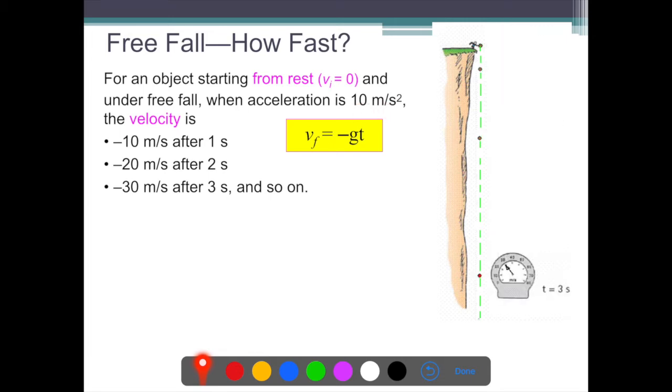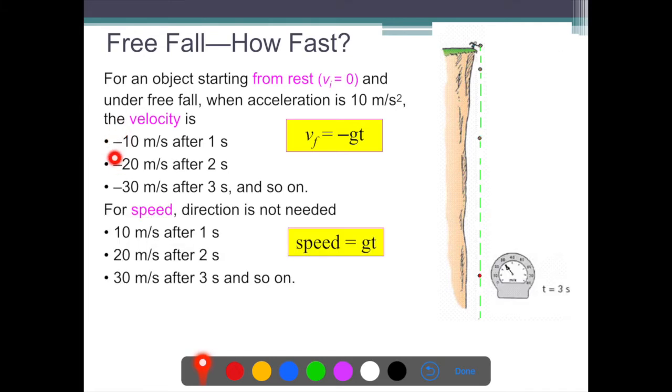Okay. Now, if we're talking about speed, speed does not need direction. It's a scalar quantity. And so we just disregard the negative signs, because the negative signs here tell us that the object is falling, it's moving downwards, and we've taken downwards as the negative direction. So for speed, after 1 second, the speed of the object would have increased to 10 meters per second. After 2 seconds, the speed would have increased to 20 meters per second. After 3 seconds, it's 30 meters per second. After 4 seconds, it's 40 meters per second, and so on.